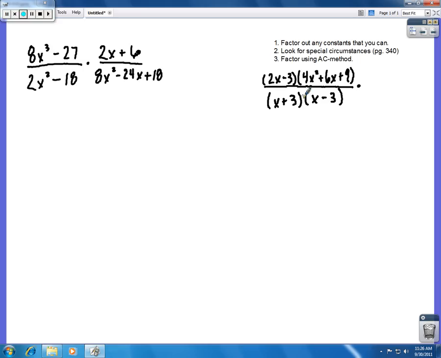I'm now going to move on to the numerator of the second term here, this 2x plus 6. And again, my first step says to factor out any constants that I can. Well, each one of these terms shares a 2 in common, so this will become 2 times x plus 3. And the second step says to look for any special circumstances, but this term does not have any cubed or squared terms, so none of those circumstances are going to apply. And we don't need to factor using the AC method because the AC method requires a polynomial. So we're done with this one. I'm going to go ahead and write that up over here.